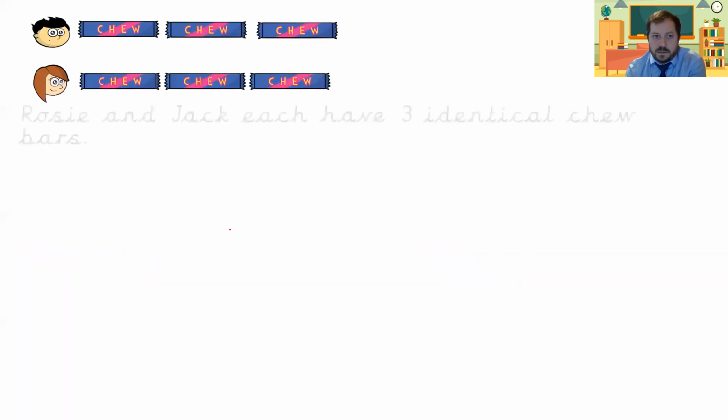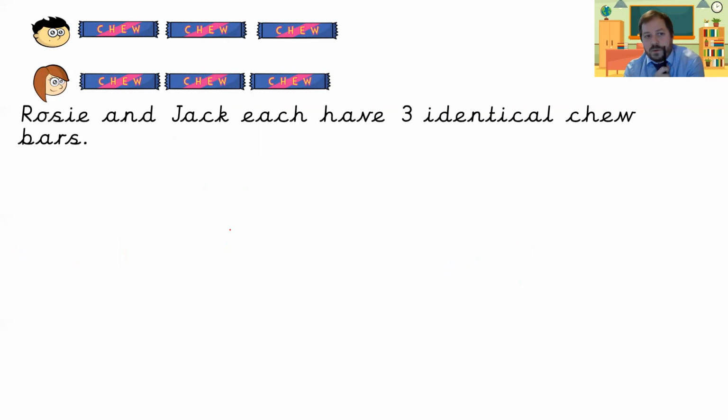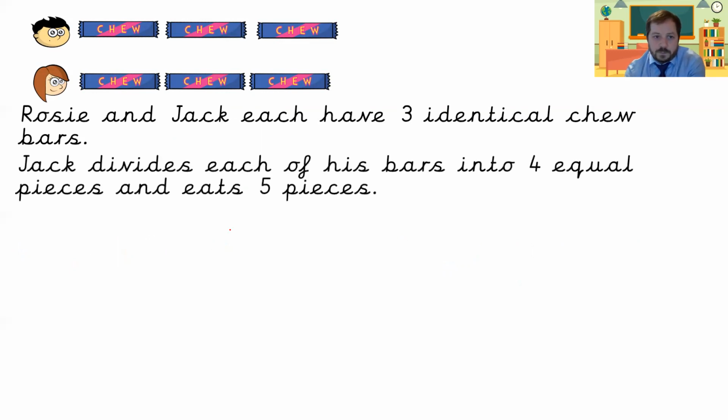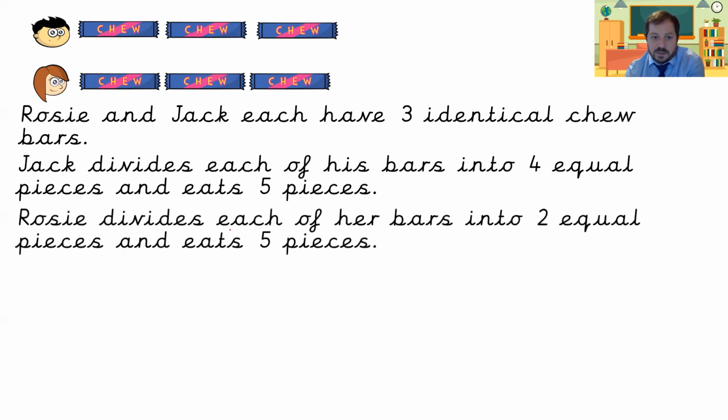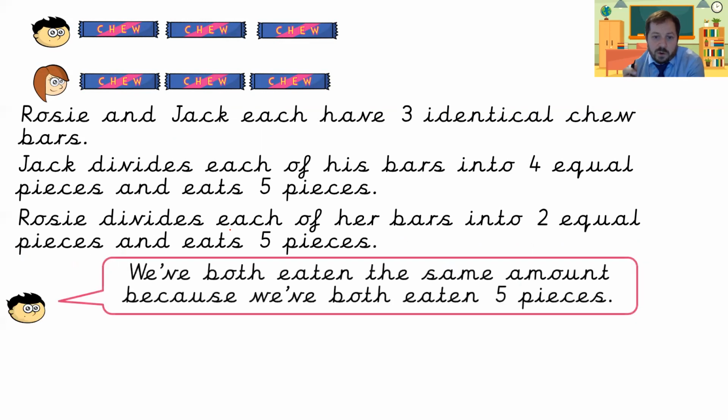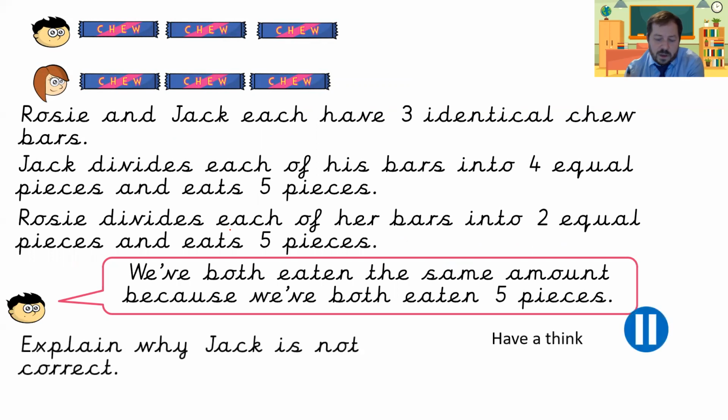Okay, so let's have a look. Rosie and Jack each have 3 identical chew bars. Jack divides his bars into 4 equal pieces and eats 5 pieces. Rosie divides her bars into 2 equal pieces and eats 5 pieces. We've both eaten the same amount because we've both eaten 5 pieces. Why do you think Jack is not correct? Have a think, pause, you could use a diagram to help you explain it, but try and understand why he is wrong.